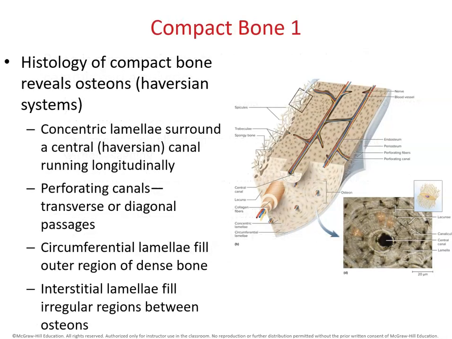So now we're going to talk about the histology of some bones. The first type of bone we're going to talk about is compact bone. Compact bone is identifiable by its concentric ring layout. These concentric lamellae are found around a central canal. We call that the Haversian canal. And these concentric circles make up the dense bone tissue.